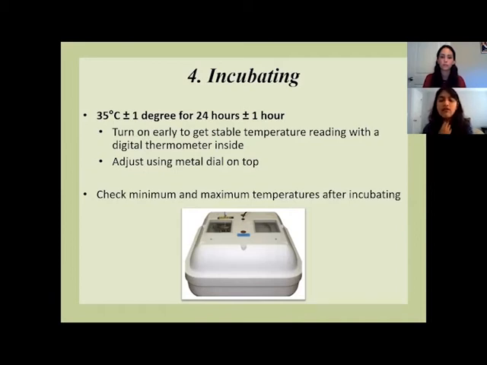This reading is going to be 35 degrees Celsius, and you have room up or down by a degree, and you want to incubate this for 24 hours plus or minus an hour. You want to make sure that you're checking the minimum and the maximum temperatures, because sometimes the temperatures can fluctuate, but on incubators, you can adjust the temperature using the metal dials on the device.